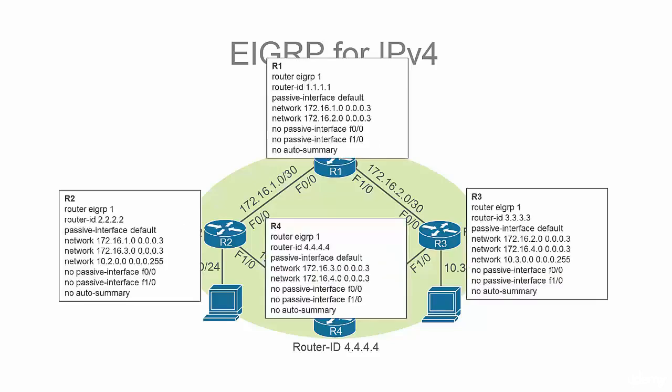Here's what our base configurations look like. We're simply going to have each router create EIGRP autonomous system number 1 with the router eigrp 1 command. Then we'll assign router IDs, make passive interface be the default, add our network statements to enable EIGRP on our routed interfaces, and then we'll say no passive to the interfaces that we want to form EIGRP peerings on. And then finally, for the base configuration, we'll say no auto-summary to disable auto summarization for EIGRP.